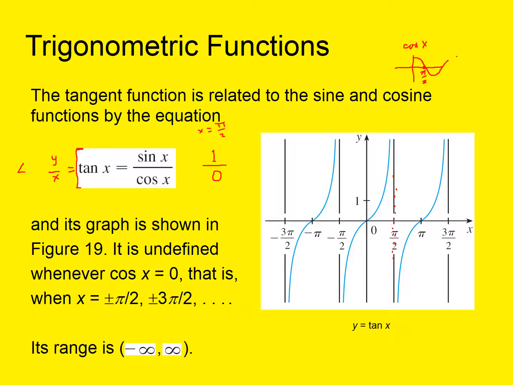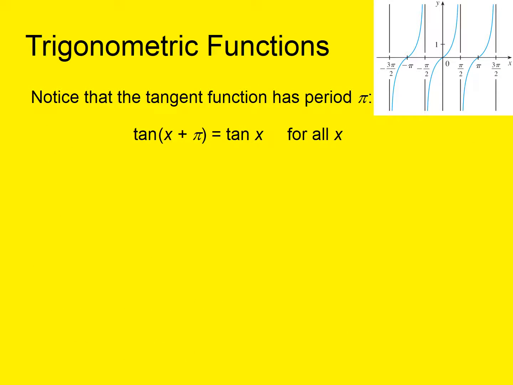We can also see the zeros there. Those occur where sine, the numerator, is 0, and cos is non-zero. The range, the set of y values, is negative infinity to infinity. You can see how the entire set of y values is everything, because any number can be a y value.